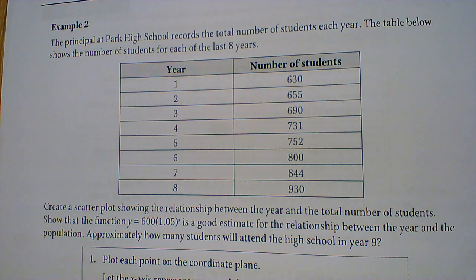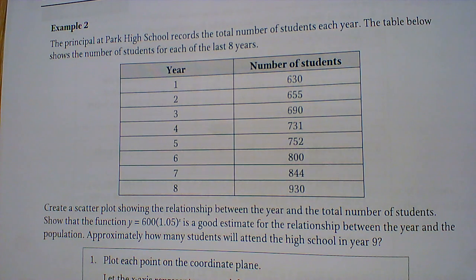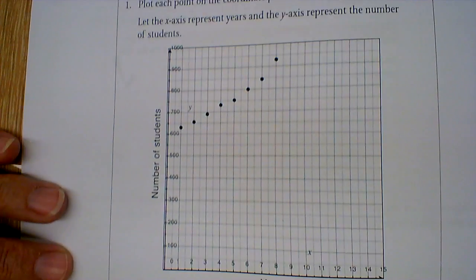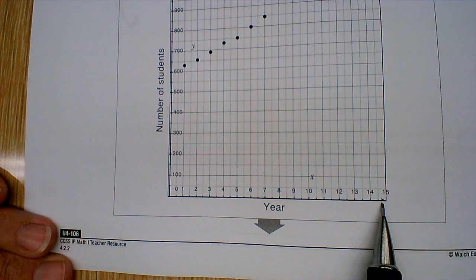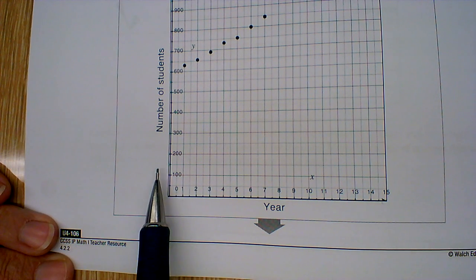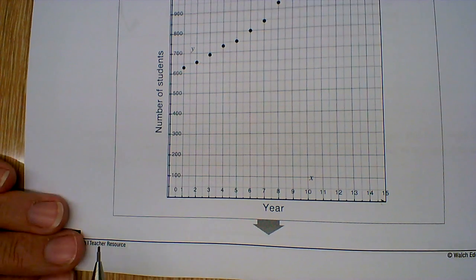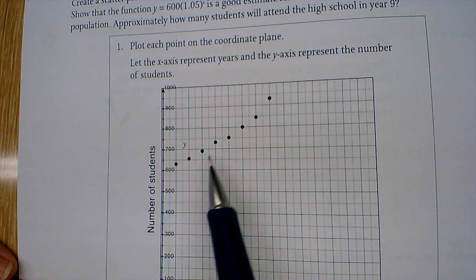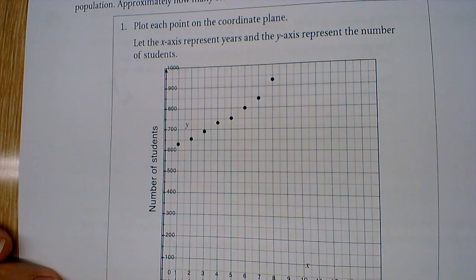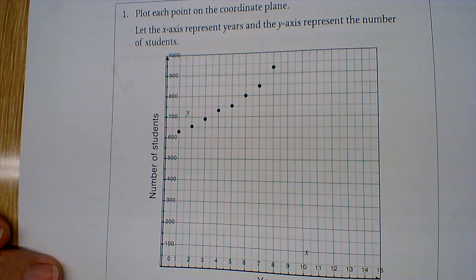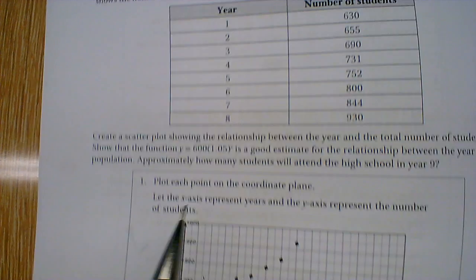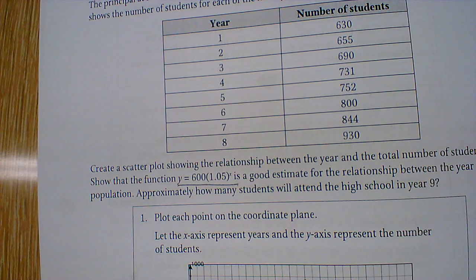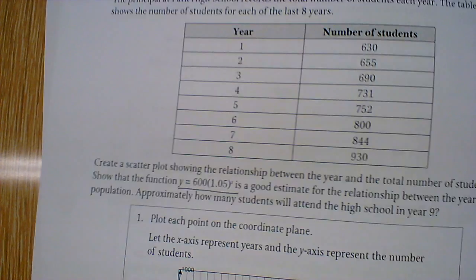So you need to pull out a graph this time and create that x and y axis. In this case, we will put the year along here from 0 to 15. We will put the number of students, and we went up by 100 here. Go ahead and plot all of your points. You can pause the video and plot the points, and it will end up looking like this.